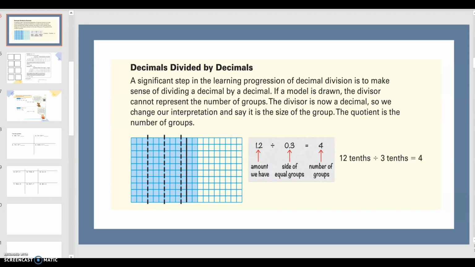When you're dividing by a decimal, the divisor can no longer represent the number of groups. The divisor is now a decimal, so we have to change our idea of this and say that it is now the size of the group. So it's how many we're going to put in each group. And then the quotient is going to be how many groups we actually made.